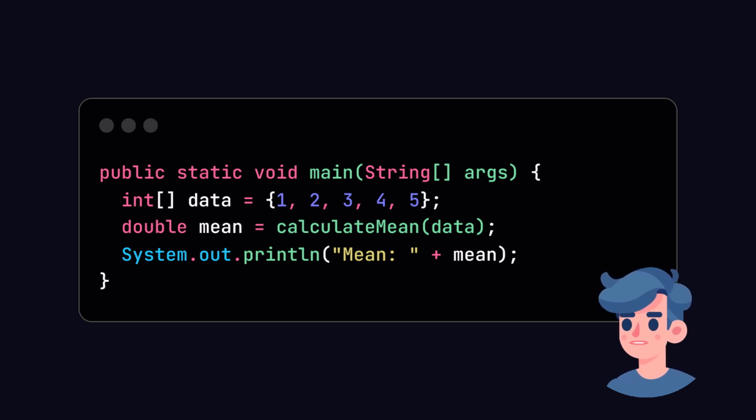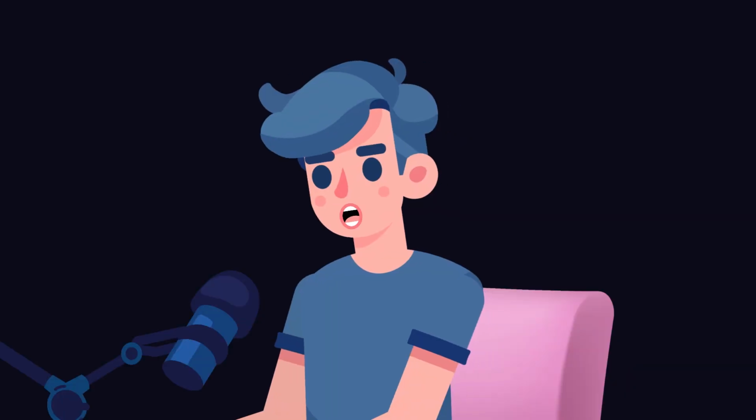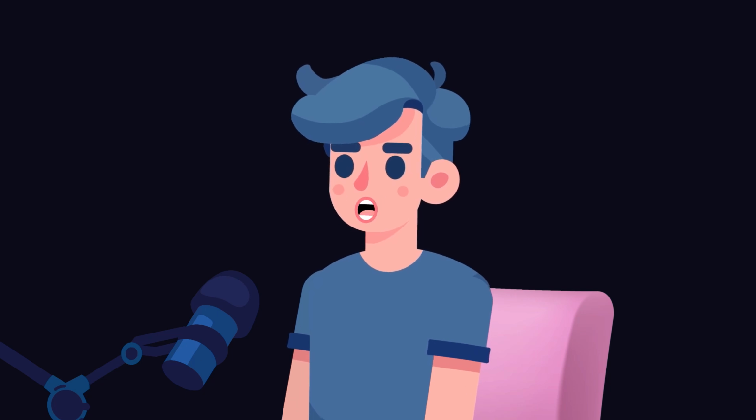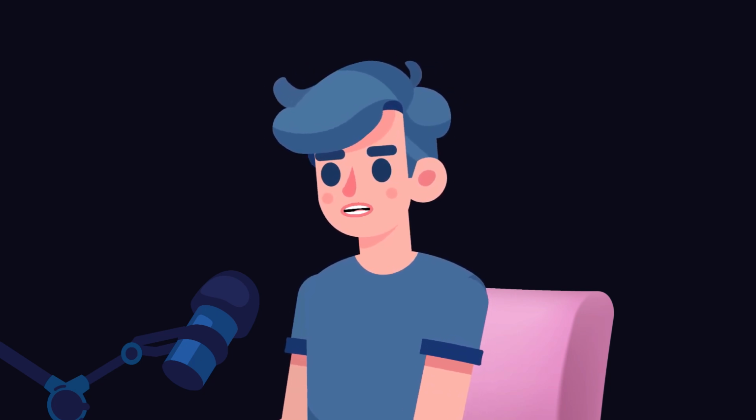Let's test this method using a sample dataset. Now let's execute our program to see the mean value. When we run the program, we should see the output, mean 3.0. This shows that our mean calculation is working properly.